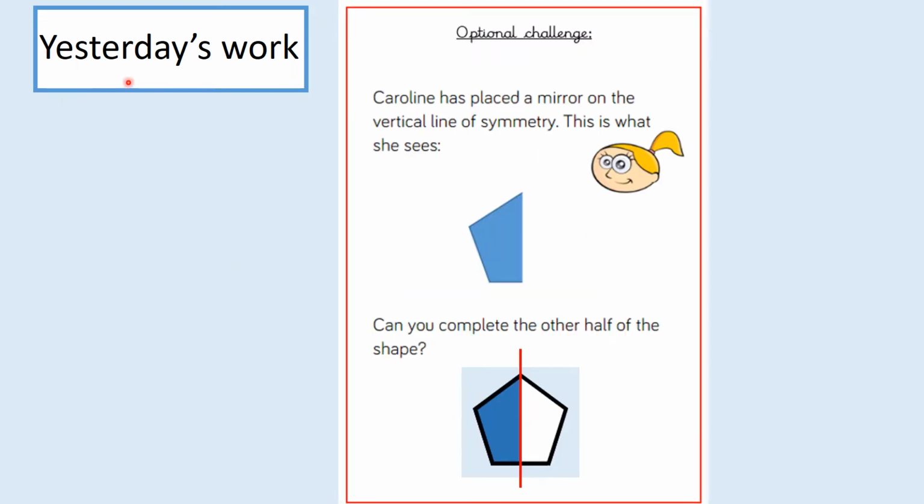Yesterday's challenge asked you to complete the other half of Caroline's shape using this vertical line of symmetry here. So we should have ended up with a pentagon. And this side matches exactly with this side. If we folded it down this line of symmetry, they would overlap exactly. Well done if you managed to do that one yesterday.